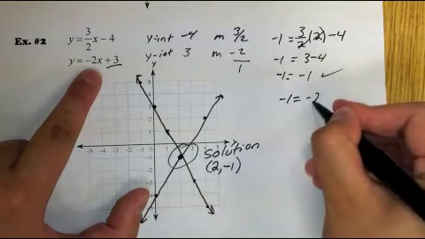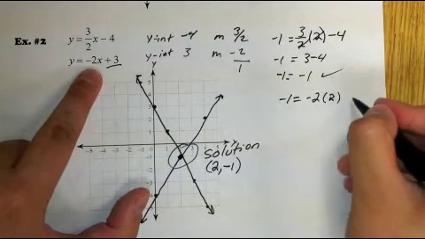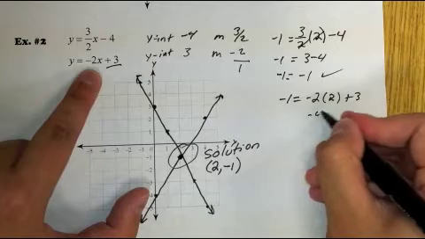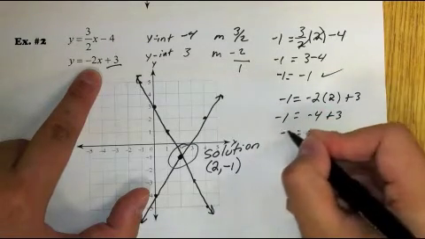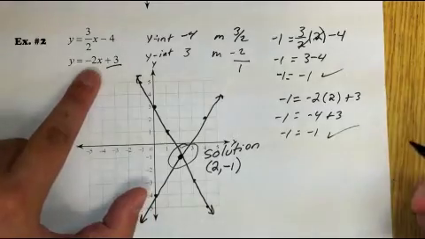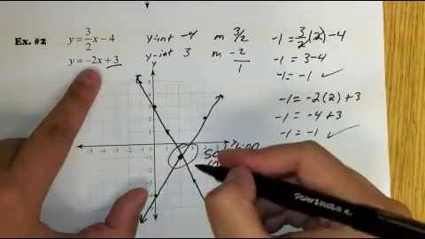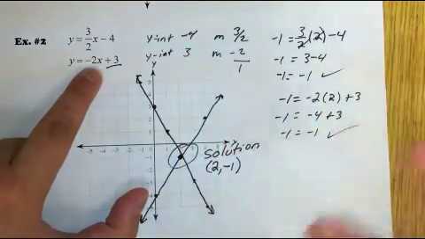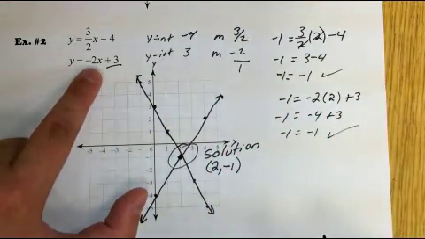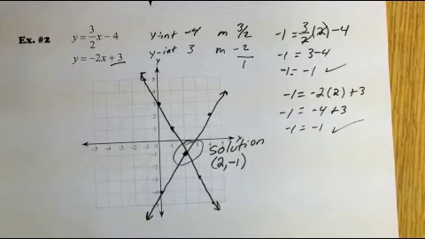-1 equals -2 times 2 plus 3. -4 plus 3 is -1. We do get -1. Okay, that is the solution. That is the point that's in common in both of these. That's the one that's working together. Okay? All right. Okay, I have a couple more examples, but these are a little bit tricky.